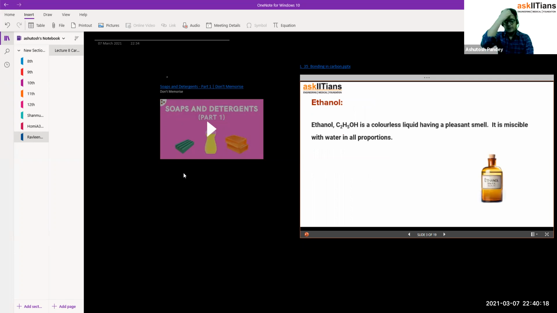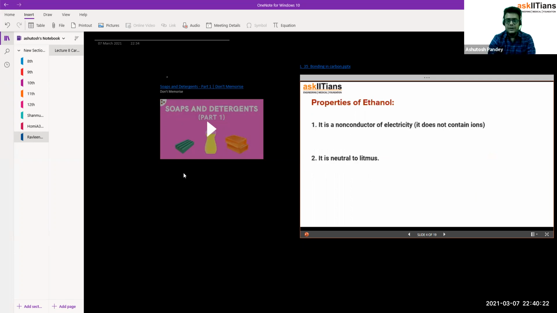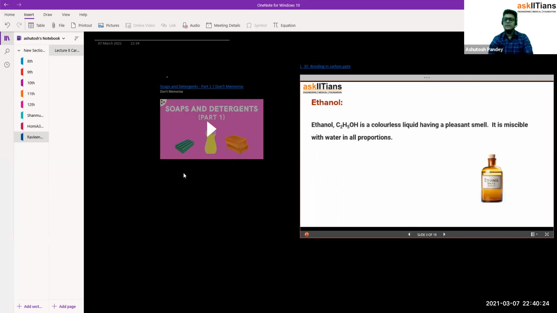Ethanol has a formula of C2H5OH, as we can see here. It is a colorless liquid having a pleasant smell, and it is miscible with water in all proportions. There is hydrogen bonding found in water as well as in ethanol, and that's how ethanol is soluble in water.